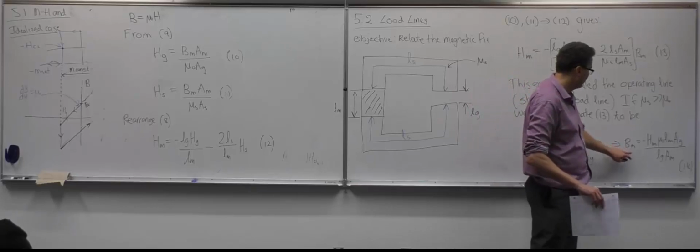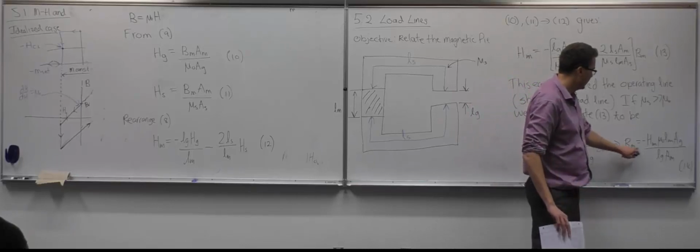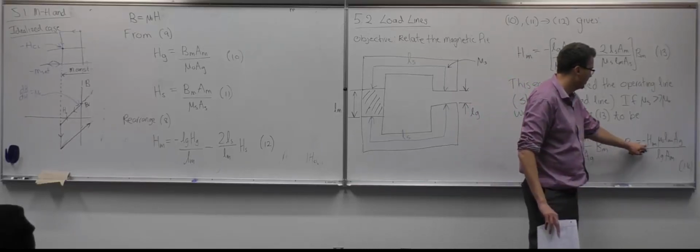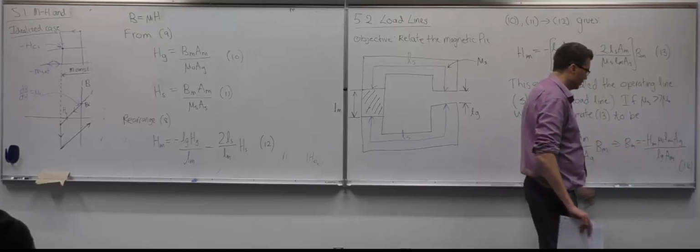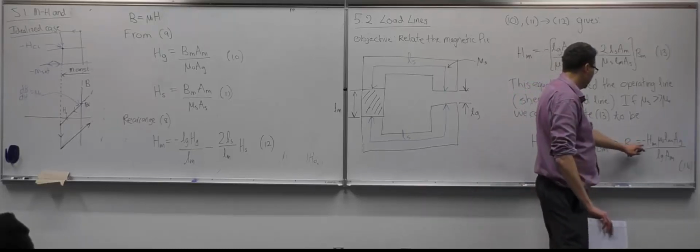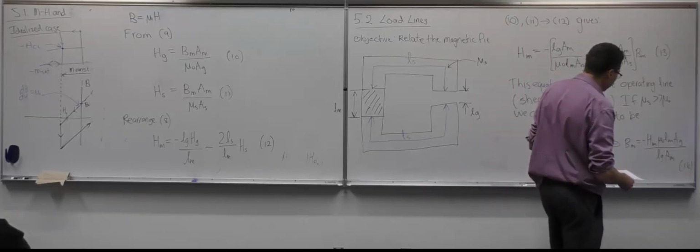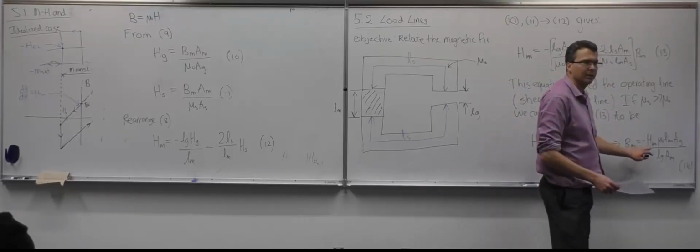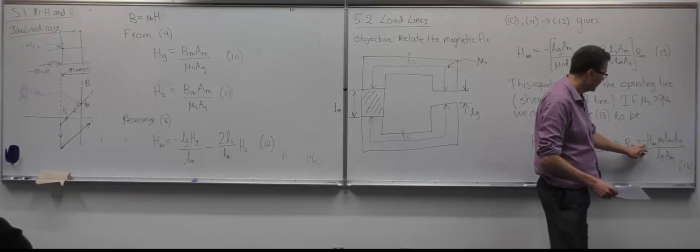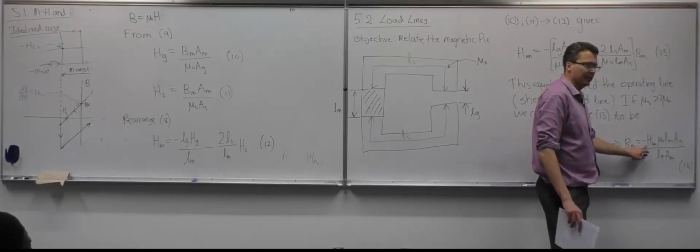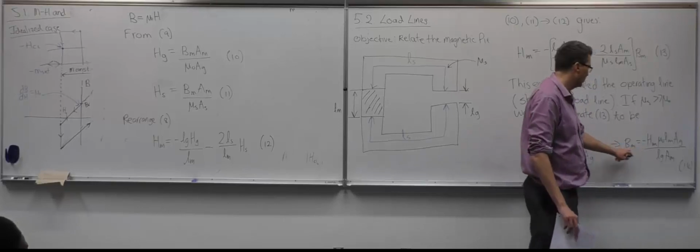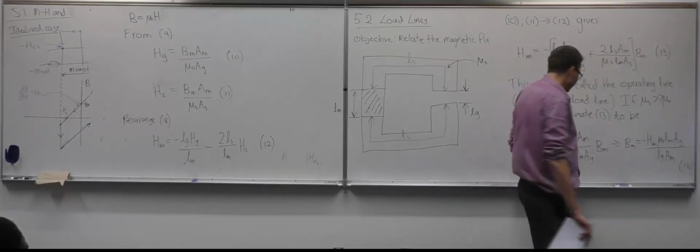So here Bm is on the y-axis and Hm is on the x-axis, so we could plot that. So it's a negative on here. So if it's a negative on here, then if Hm is negative, then it will become a positive magnetic flux density.